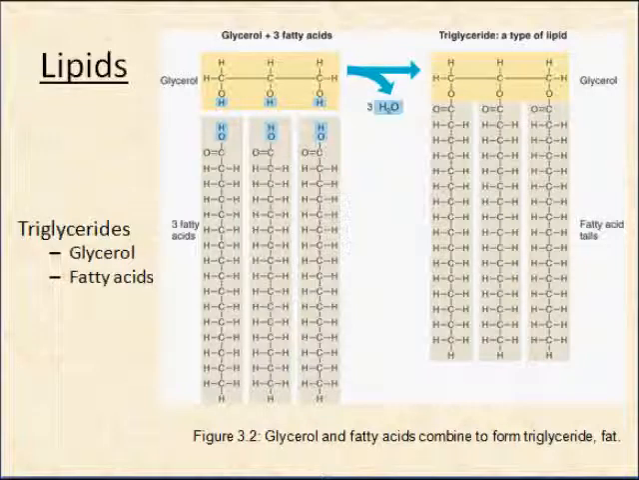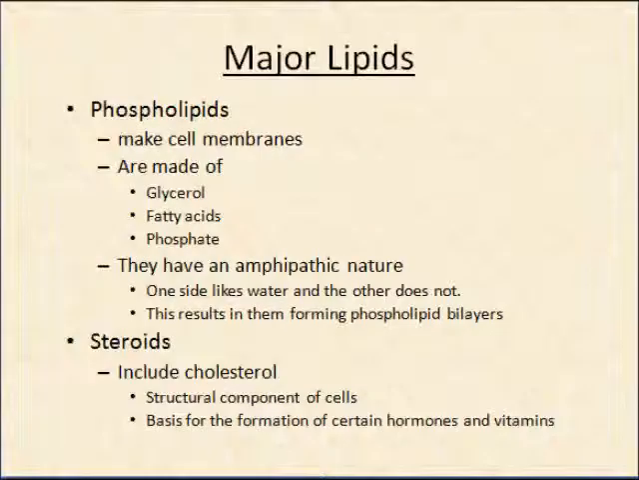Lipids are another important component, and what we have are triglycerides. These consist of a molecule of glycerol and chains of fatty acids. 3 chains of fatty acids, actually. Fat tissue contains triglycerides. There are some other important lipids. Phospholipids. They make up the cell membranes. They make up about 60% of the membrane that surrounds each of the cells. They are made up of glycerol, fatty acids, and a phosphate group.